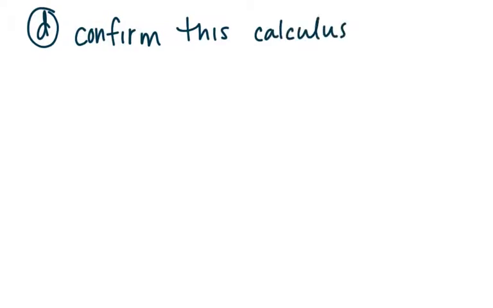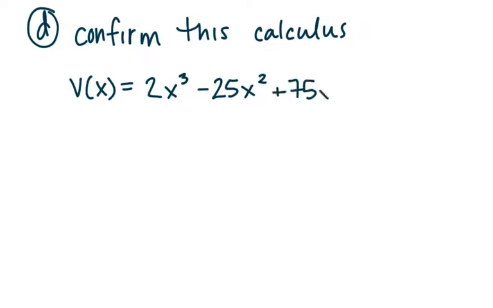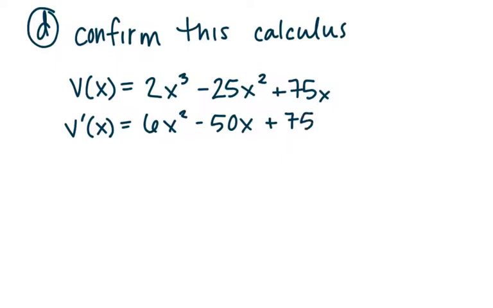All right, so in order to do this, we've got our volume function. V of x is 2x cubed minus 25x squared plus 75x. So that means v prime of x, my volume derivative, is 6x squared minus 50x plus 75. So in order to solve for our critical numbers, where that max or min might occur, we set the derivative equal to 0.